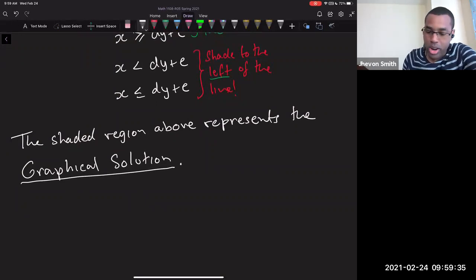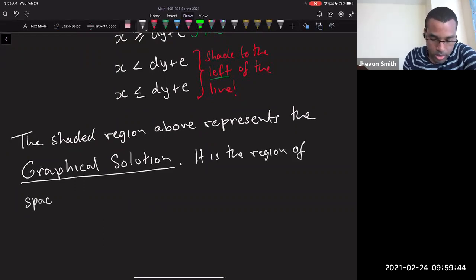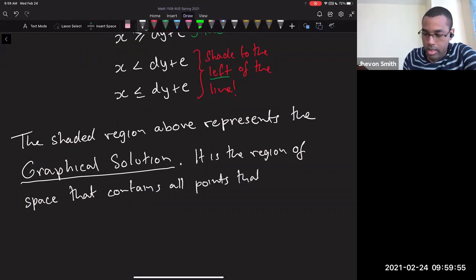So that's the graphical solution. It is the region of space that contains all points that solve the inequality.